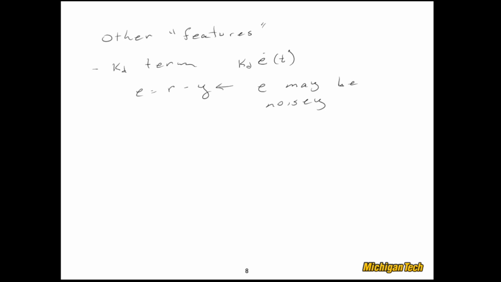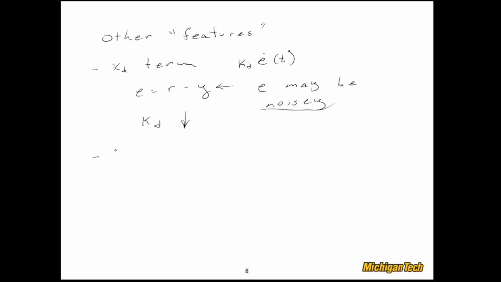And if that happens, then oftentimes you have to back off on Kd to keep that noise from propagating through the system. So in the previous slide, we saw that you can increase Kd and give yourself some stability. But if that signal is all noisy, if E dot is extremely noisy, then you really can't increase Kd as much as you might like.